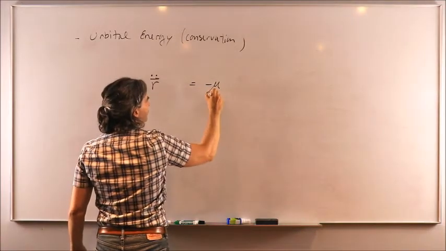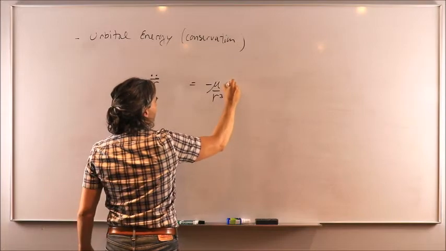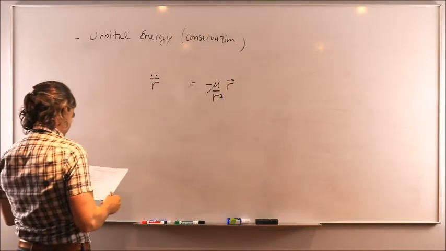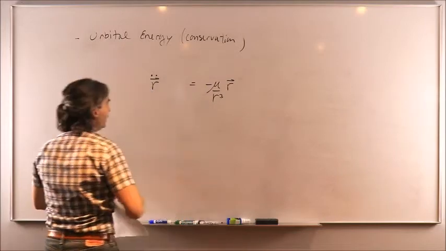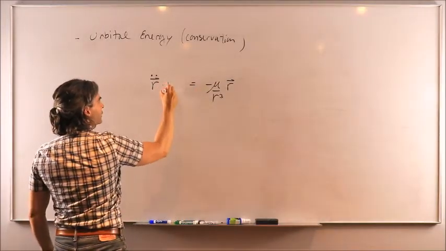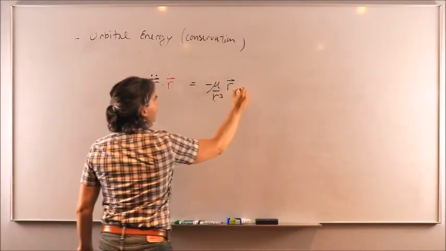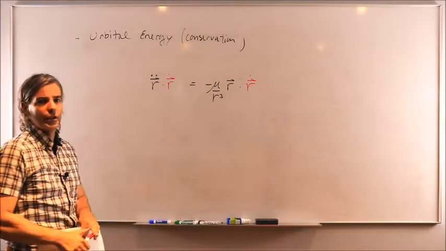That's mu over distance cubed times the position vector. So what we're going to do in this first step is to take the dot product on both sides with r dot. There is no particular reason to do it this way.